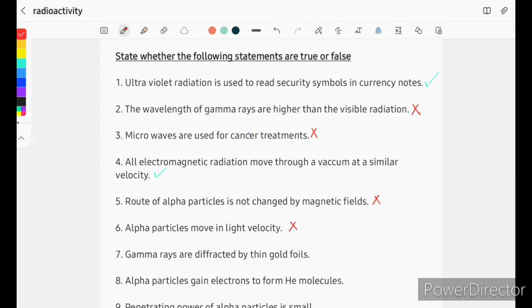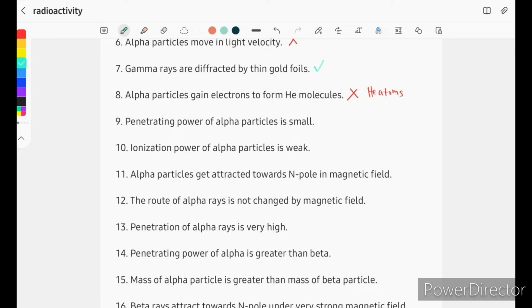False. Seventh one, gamma rays are diffracted by thin gold foils. This statement is correct. Eighth, alpha particles gain electrons to form helium molecules. This statement is false. They gain electrons to form helium atoms. Ninth statement, penetration power of alpha particles is small. This statement is true. Number 10, ionization power of alpha particles is weak.